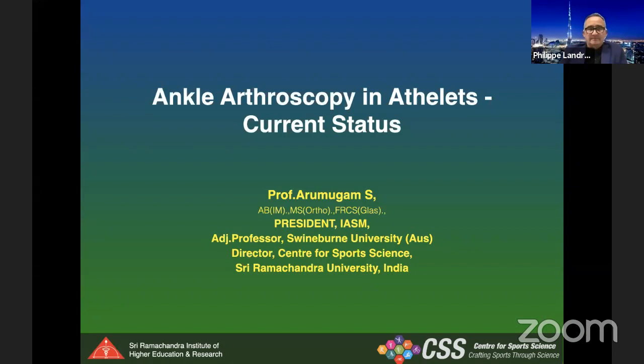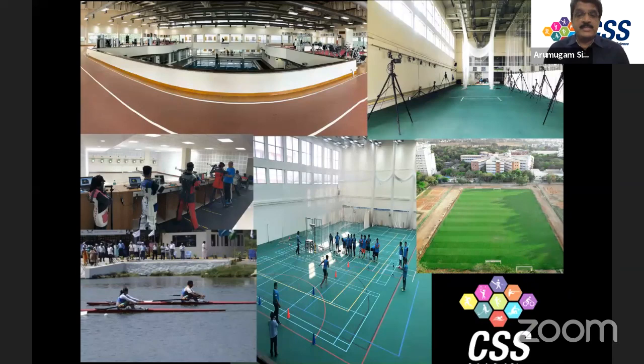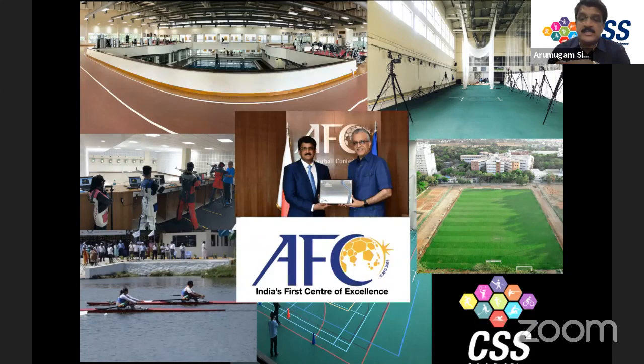Perfect. Okay, so I'm going to give an overview of ankle arthroscopy in athletes. I know there are various techniques like anterior, posterior, and tendinoscopy. I'm from Srinathra University, where you have the state-of-the-art sports science center in this part of the world, recognized by ISAKOS as a sports medicine teaching facility. Recently we were awarded the AFC, the Asian Football Confederation, first center of excellence in India.